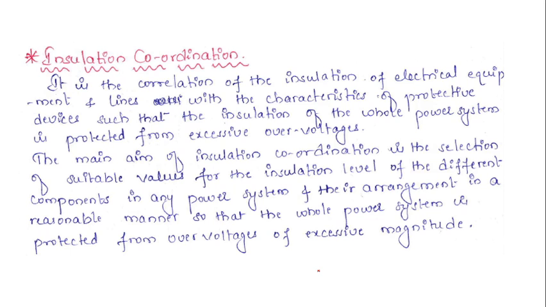So this insulation coordination is nothing but the correlation between the insulation of the equipment we want to protect and the insulation of the protective devices. So it is a correlation between the insulation of electrical equipment and the line with the characteristics of protective devices. The main aim of insulation coordination is a selection of suitable values for the insulation level of different components in any power system and their arrangement in a reasonable manner so that the whole power system is protected from over voltage of excessive magnitude.